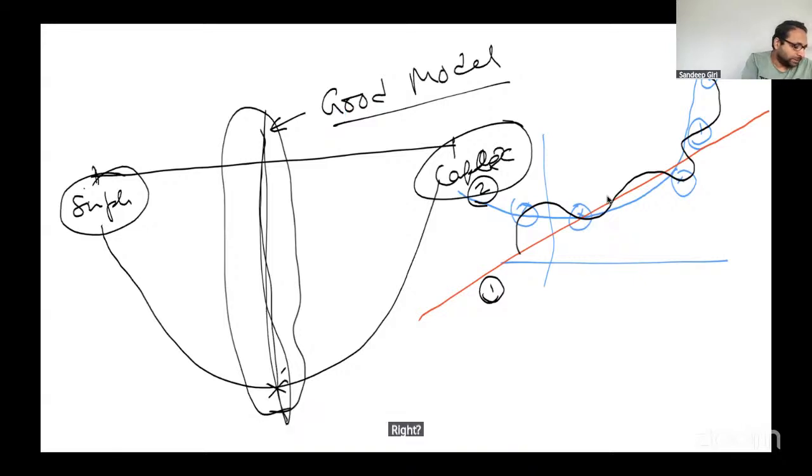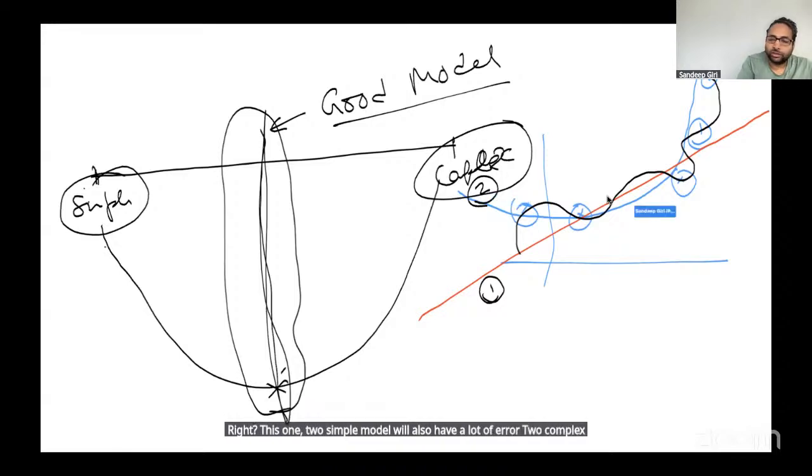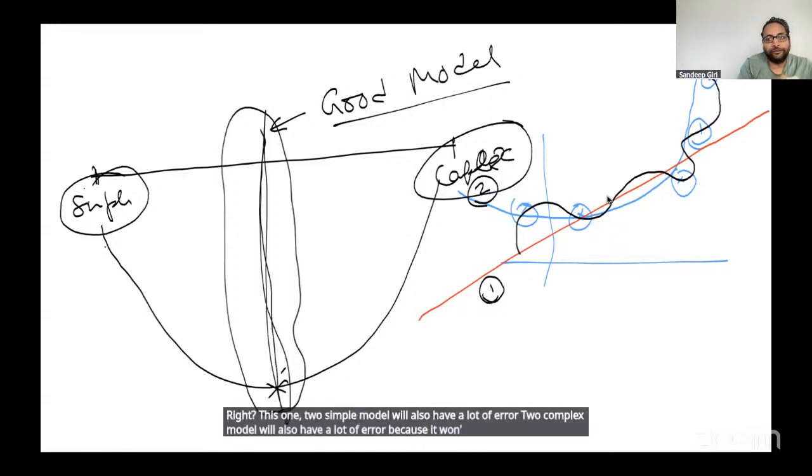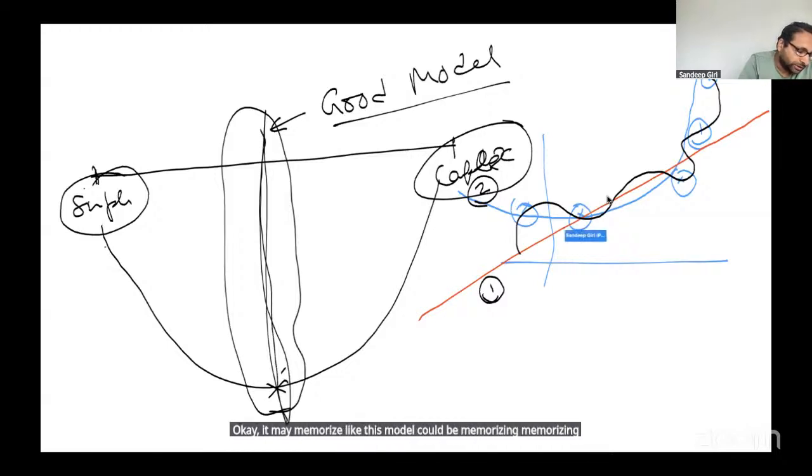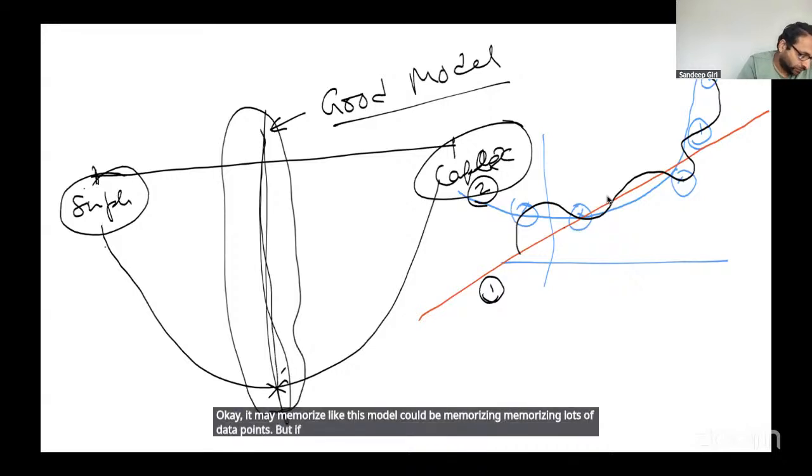A too simple model will also have a lot of error. A too complex model will also have a lot of error because it won't be able to fit the unseen data sets. It may memorize, like this model could be memorizing lots of data points. But if one data point was, let's say, here, and here, and here, these will have lots of error from this curvy model, right?